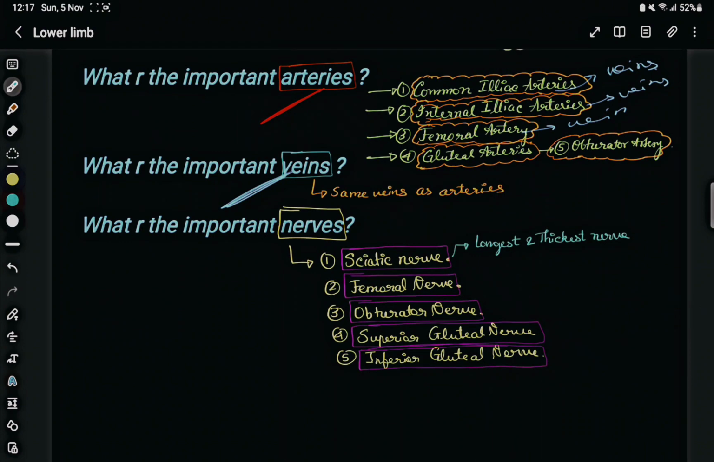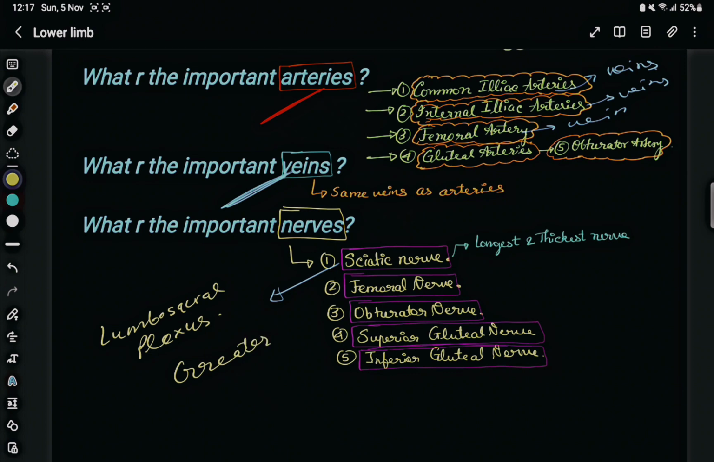Sciatic nerve, you can tell, sciatic nerve. It originates from lumbosacral plexus. I'll write for you as well. Lumbosacral plexus, and opens up from where? Opens up from the greater sciatic foramen.